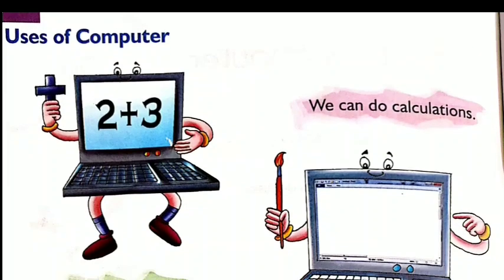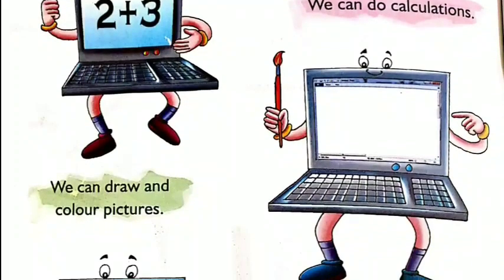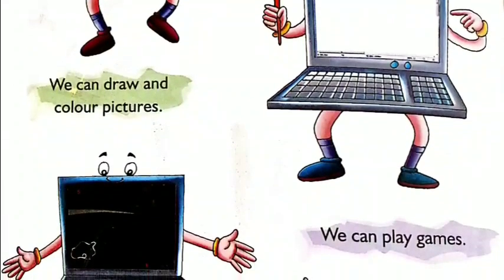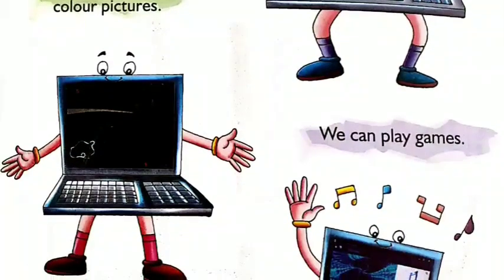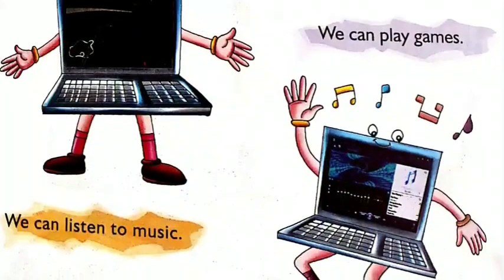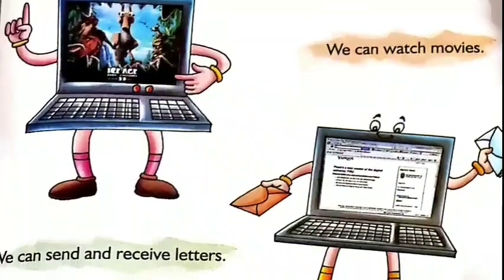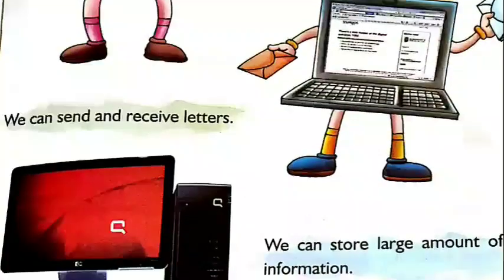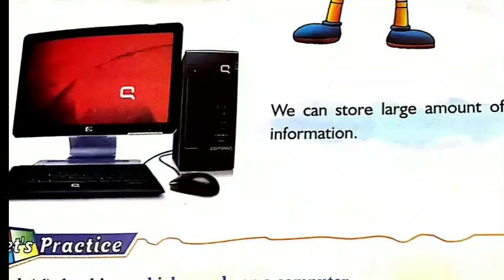The last part of this chapter is uses of computer. There are hundreds of uses of computer, children, but we are going to study only some of them here. The first is we can do calculations in a computer. We can draw and color pictures. We can play our favorite games. We can listen to music. We can watch videos and movies. We can send and receive letters. We can store large amount of information in a computer.